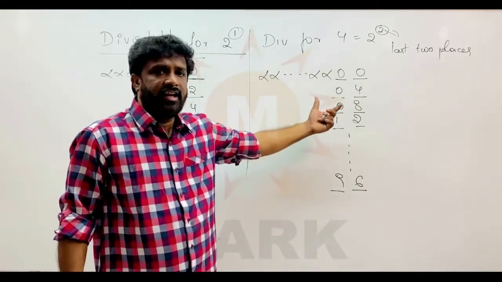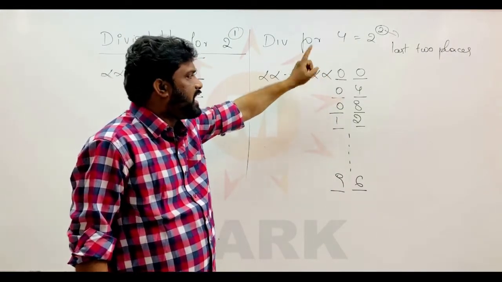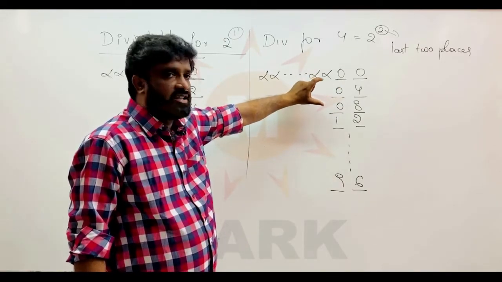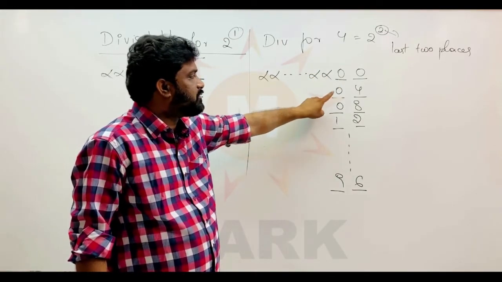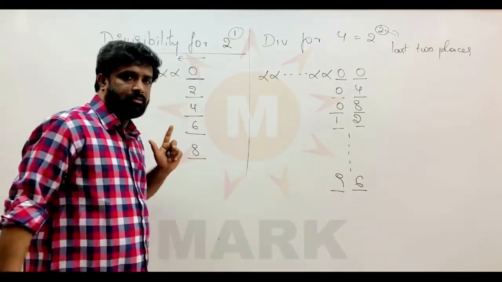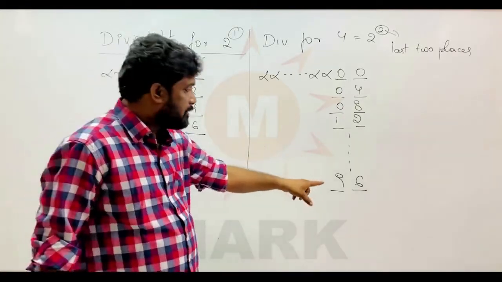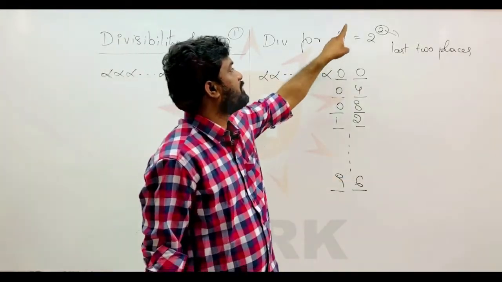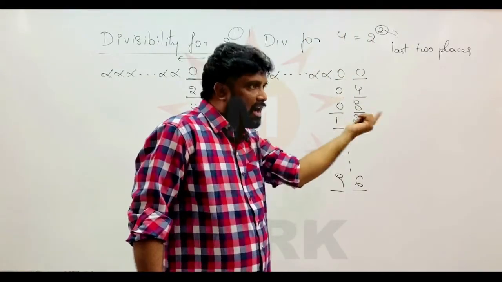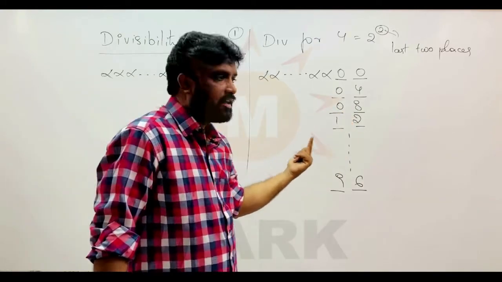So you take any natural number, the last two digits can be two zeros, or any 2-digit number which is divisible by 4. That means from 04 to 96. Then the entire number will be divisible by 4. No need to check the full number. Why am I taking the last two slots? Because 4 can be written as 2 power 2 and the power is 2. That power tells us to check two places from the units place. That is the logic behind it.